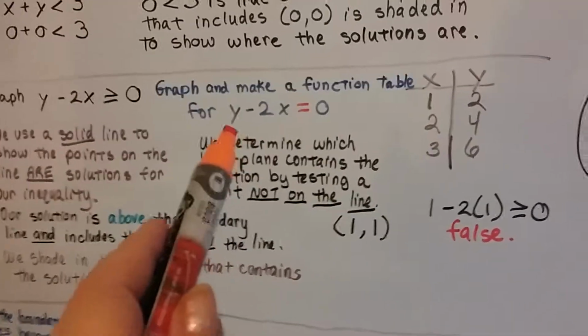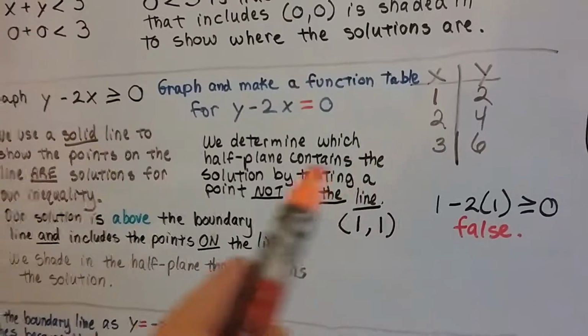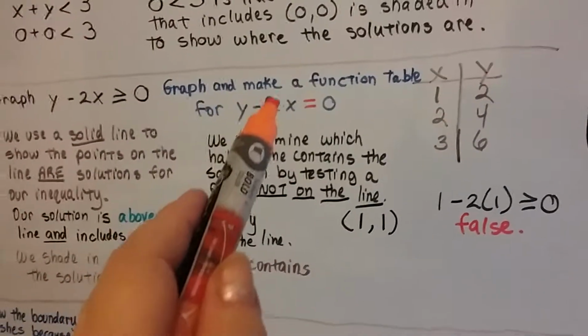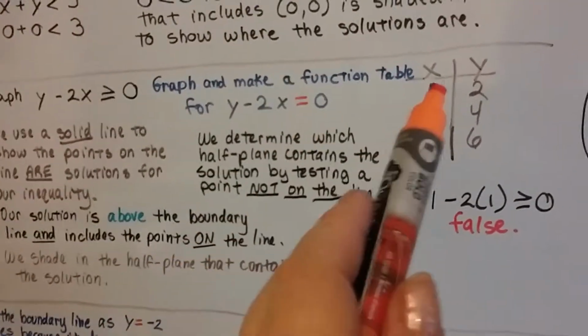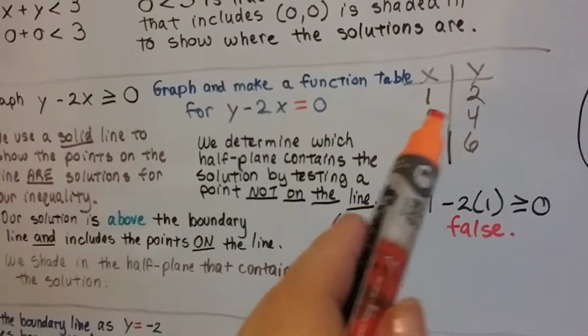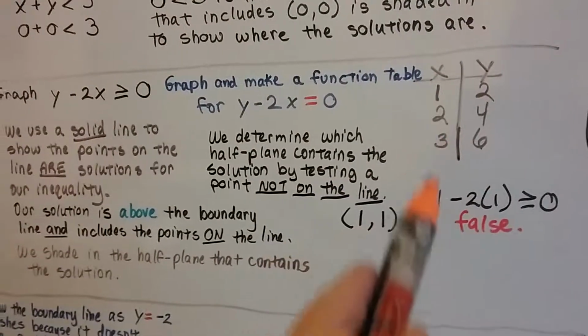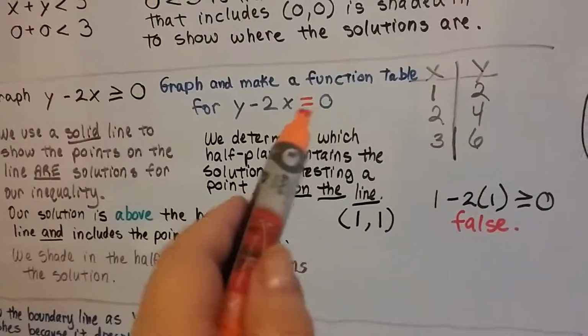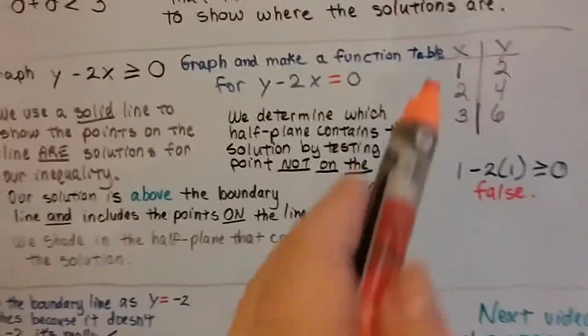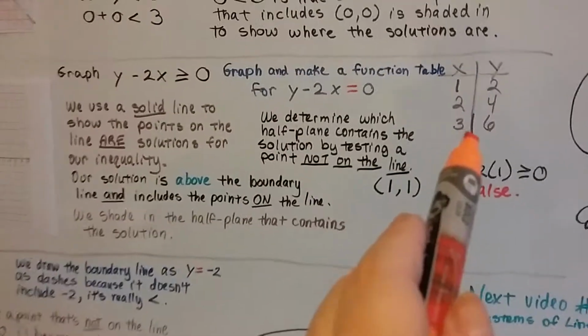So that would be, if y is 2 and x is 1, 2 minus 2 times 1 equals 0. So y being a 2 and x being a 1 would fit that, right? And we make our function table, filling it out for other things that would make this true. And now we've got the points for our line.